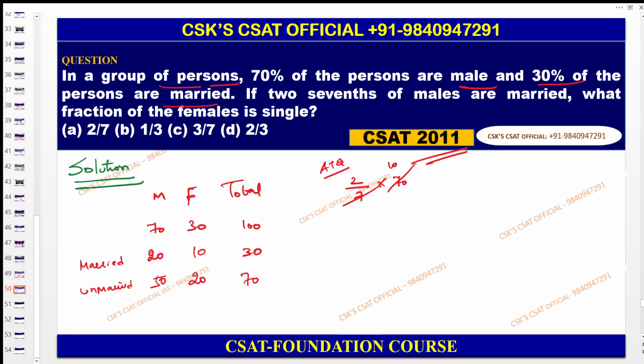Now you need to find what fraction of the female is single. Female is single means unmarried. So 20 out of the total female, 30. Cancel here, which is equal to 2 by 3. Got it? Anybody having a doubt? No doubt means you can say.